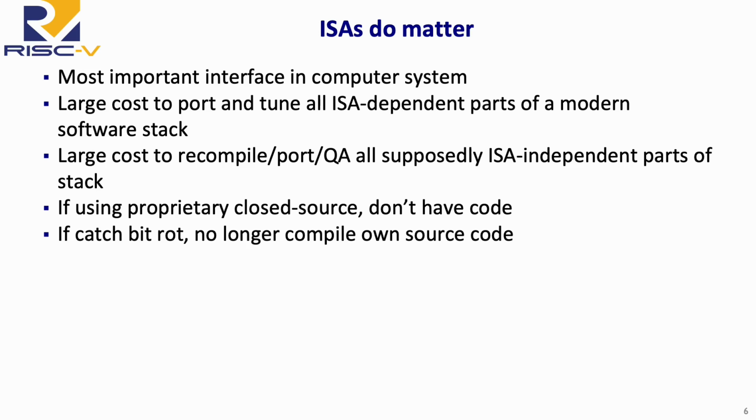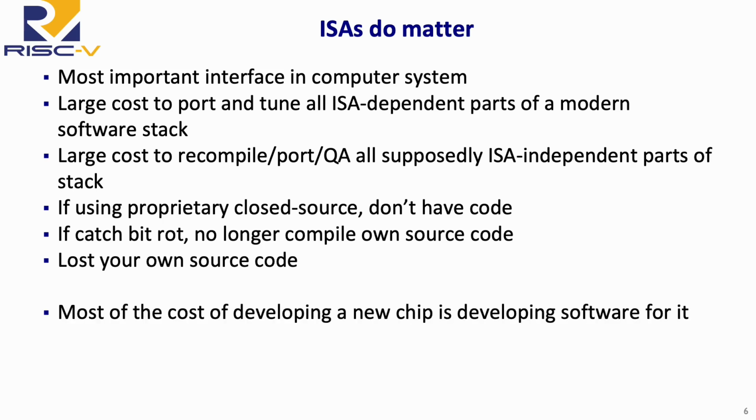You can also run into problems of bit rot, where you can no longer compile your own source code. So if you've got some source code that's been around for a while, it might be, for example, that the C standard has changed and your C code will no longer go through a modern compiler. You could have lost your source code, and most of the cost of developing a new chip is developing software for it. And most current large chips actually run multiple instruction sets.